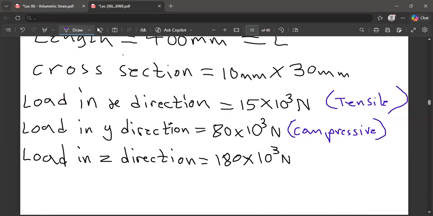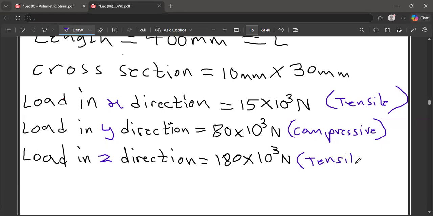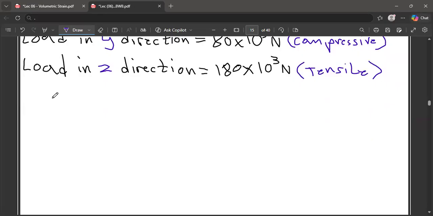Better still, to make meaning and understanding better, I could write it this way. This is X, Y, Z. So at the end of the day, this is the tensile load that was being applied. So let's quickly put down the elasticity and the Poisson ratio, and let's begin to solve our problem.